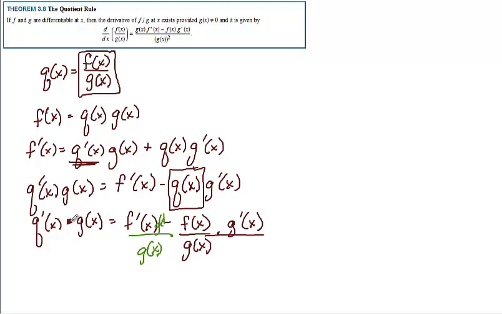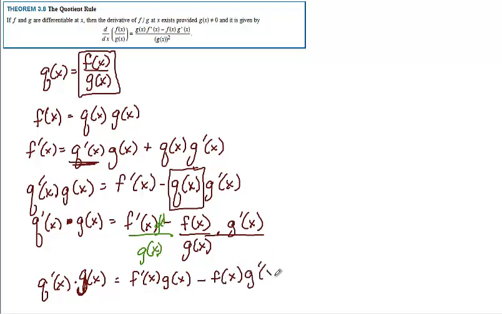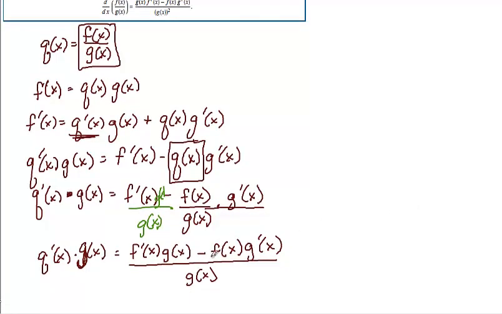Oops, this must be a times. Okay, keep rolling. Q prime of x times g of x equals, so I'll have f prime of x, g of x, minus f of x, g prime of x, all over, because I'm subtracting, I keep the same denominator and just subtract the top, so this is just plain g of x in the denominator. I'm going to divide both sides by this g of x. And now I know what q is.